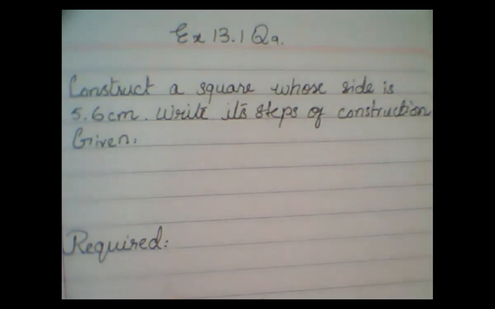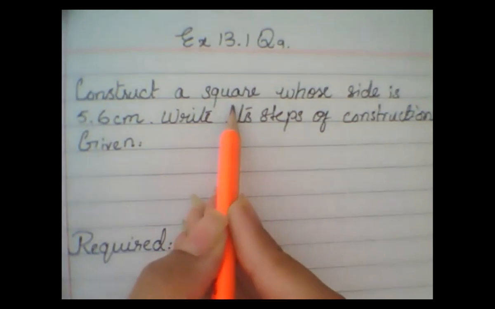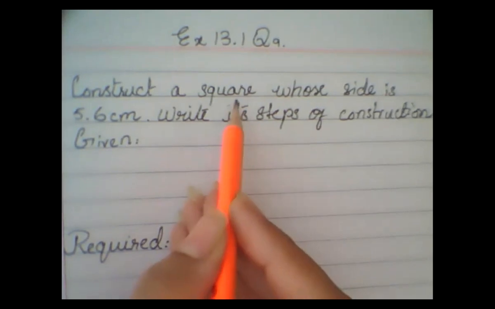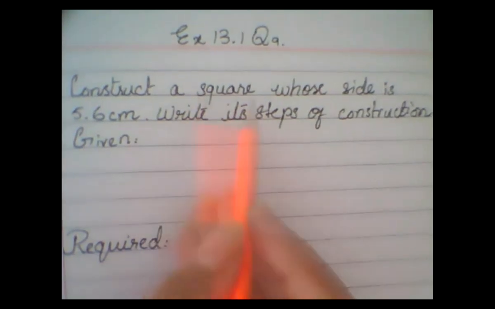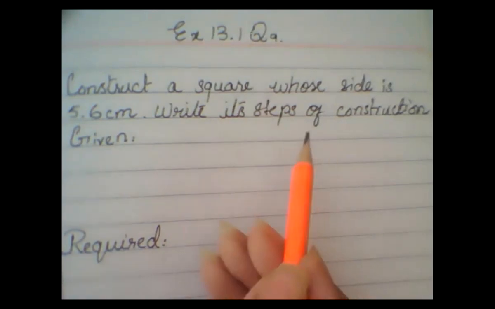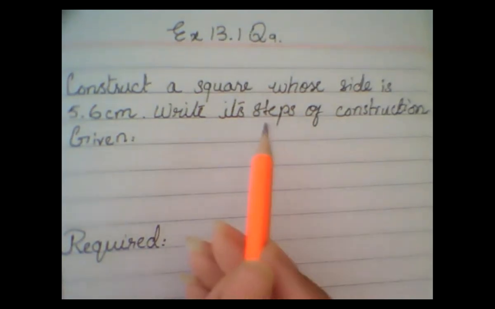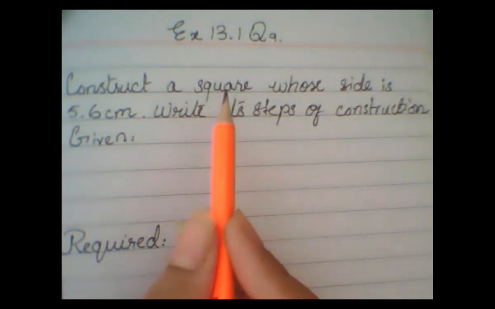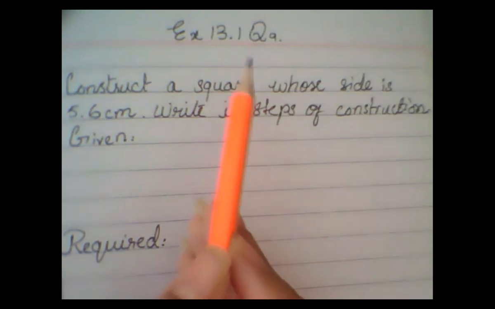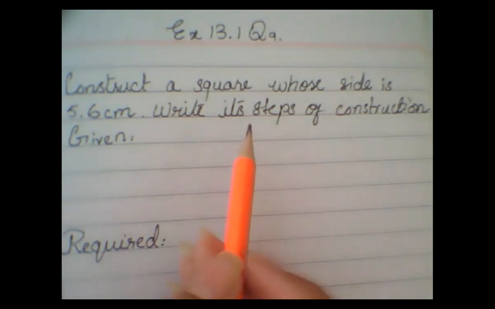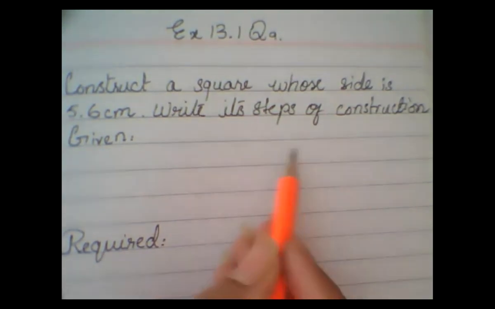Now, students, step number 1: in this question, it is not given which square this is. Is it square ABCD, PQRS, LMNO? It's not mentioned, so you can take the name of the square according to your choice. But if in any question it is mentioned to construct a square ABCD, then you have to construct square ABCD. Here you can take any vertices names, right? So the side is 5.6 centimeter.